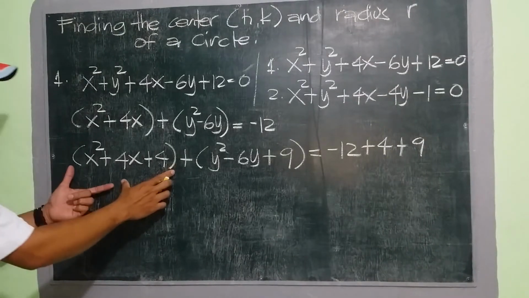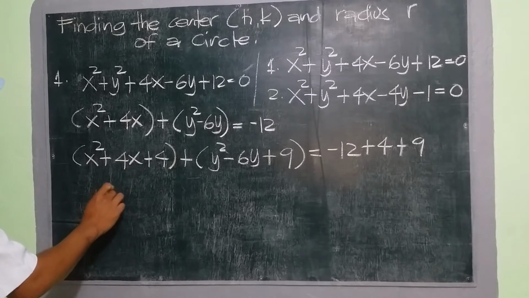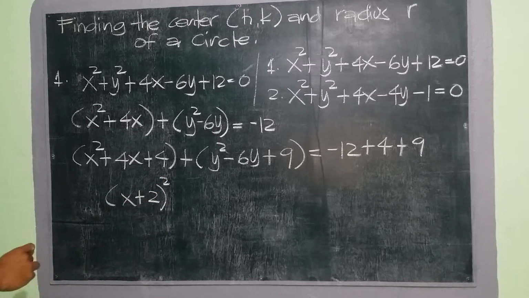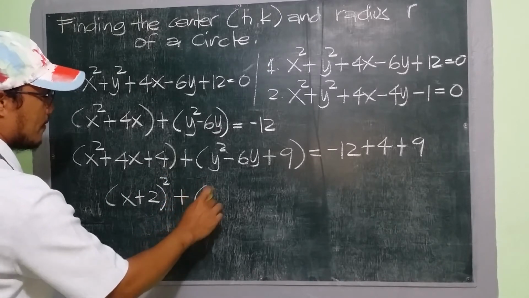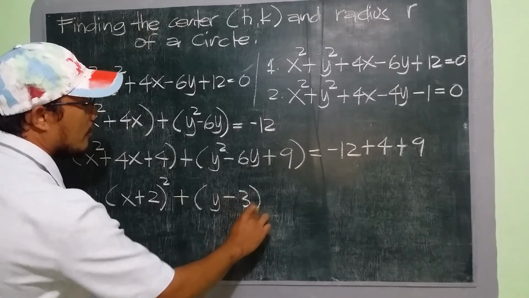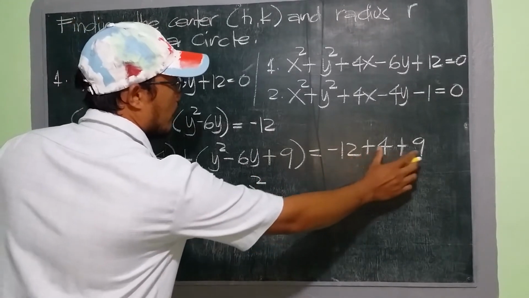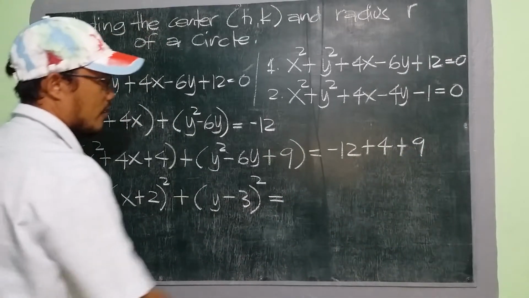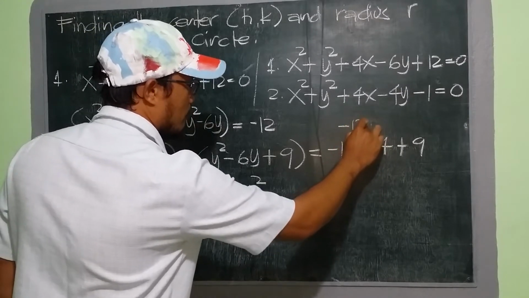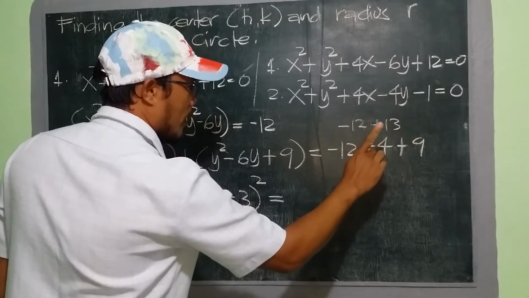Next is, we're going to get the factor of this one. So x squared plus 4x plus 4 is equal to x plus 2 squared. And then, y squared minus 6y plus 9 is equal to y minus 3 squared. Equal to negative 12 plus 4 plus 9. So 4 plus 9 is 13, and the difference between negative 12 and 13 is 1. So that is 1.